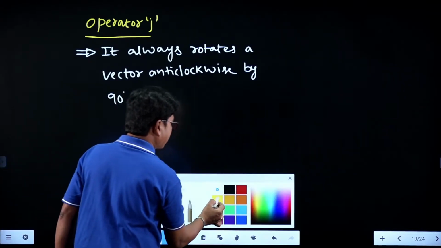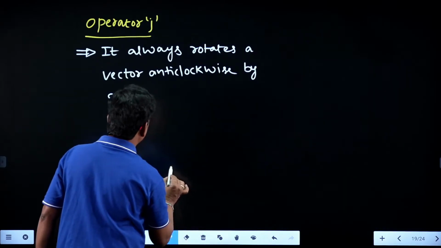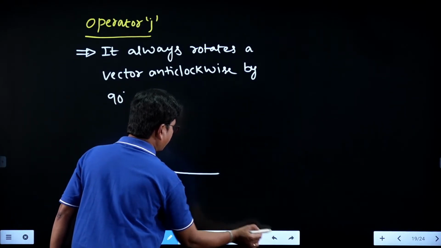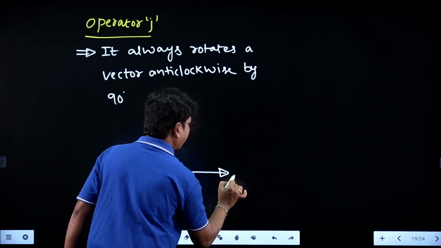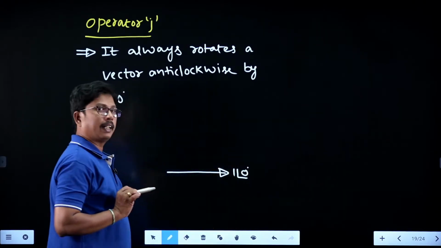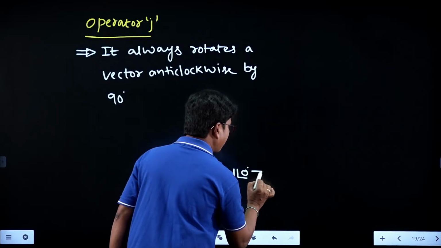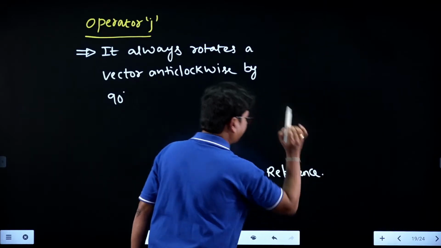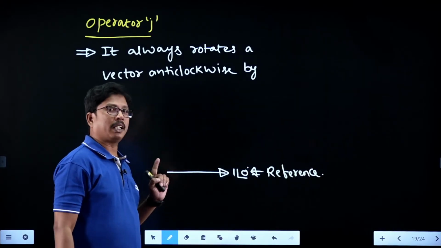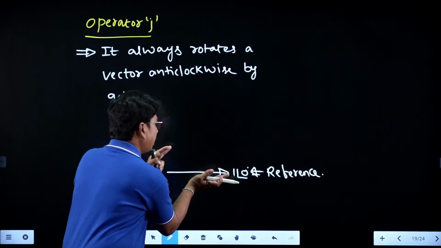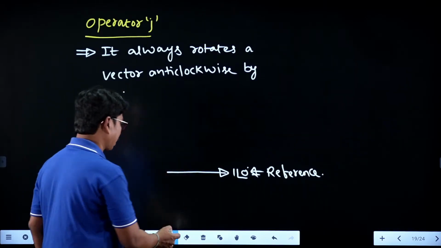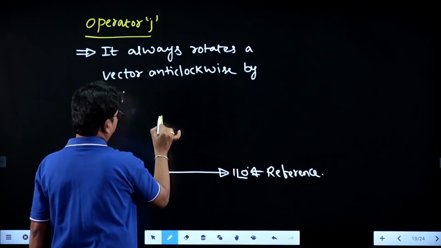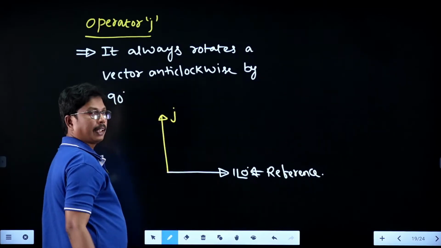Now, just try to understand here. Suppose you have a vector in this direction with magnitude 1 and angle 0. As it has 0 angle, we call it the reference vector. Whenever you multiply this 1 at an angle of 0 with J, it will be rotated anti-clockwise by 90 degrees, so the next position of this vector will be this one. This is J into 1.